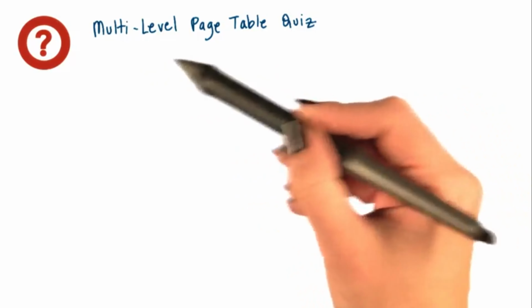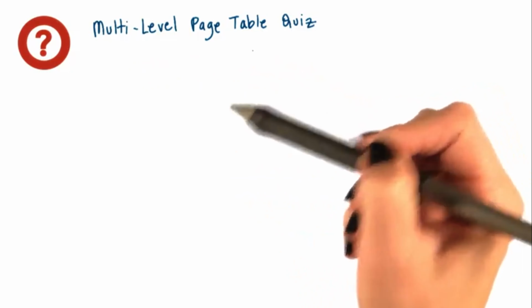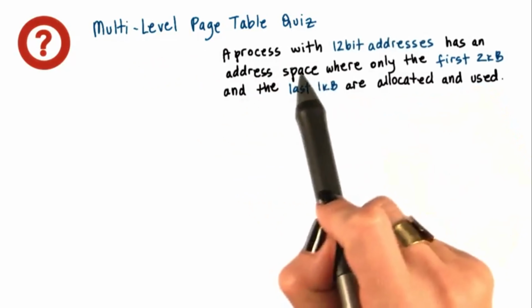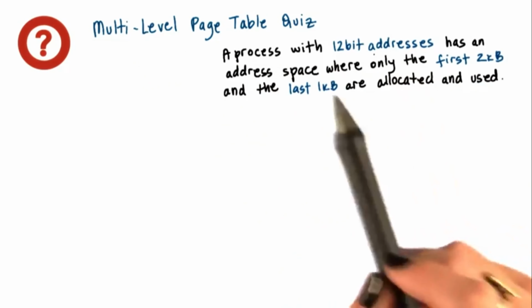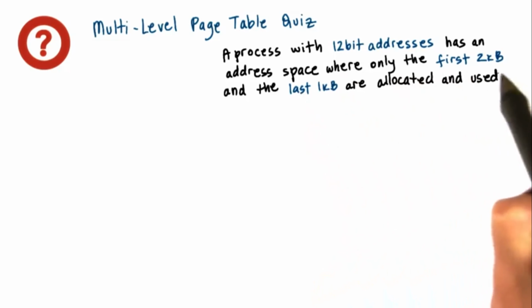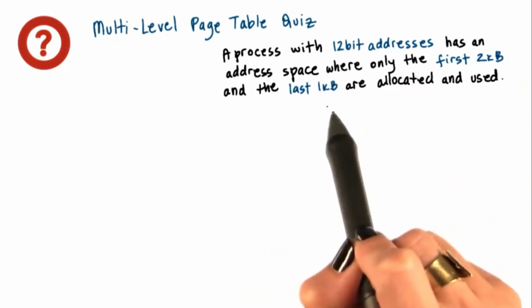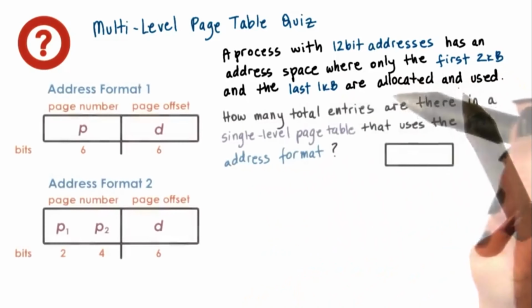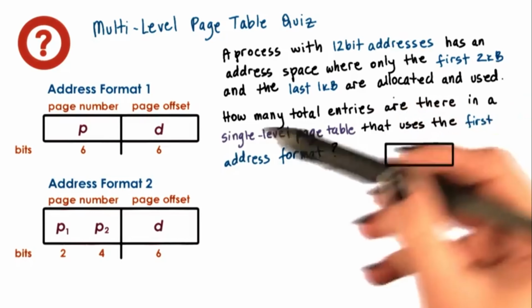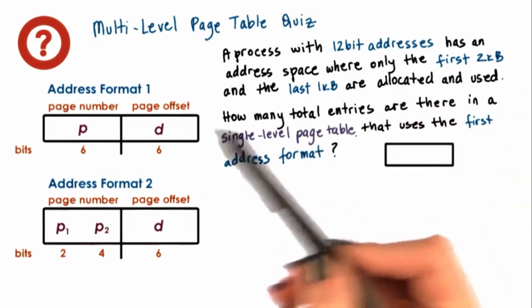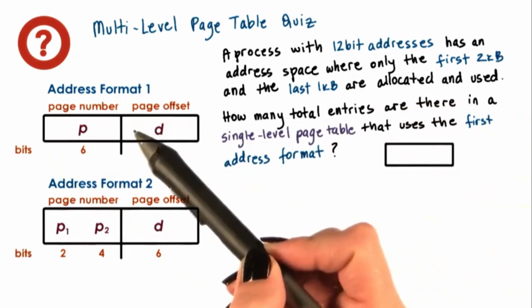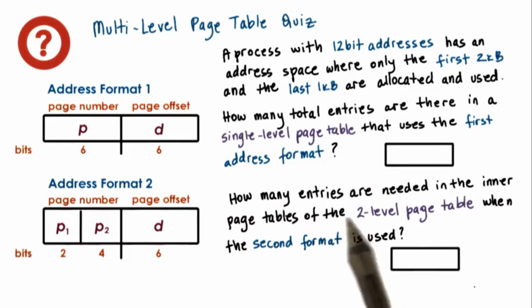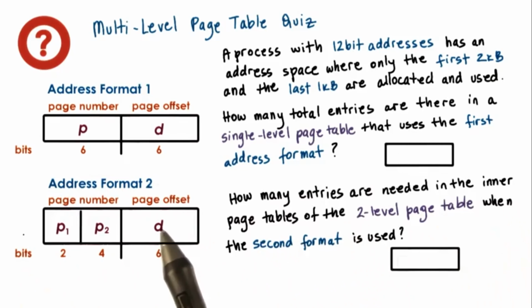Let's check your understanding of how multi-level page tables work using a simple quiz. A process which uses 12-bit addresses has an address space where only the first 2 kilobytes and the last 1 kilobyte are allocated and used. How many total page table entries are there in a single-level page table that uses the first address format? As a second question, how many entries are needed for the inner page tables of the 2-level page table that uses the second address format? Write your answers in the boxes here.